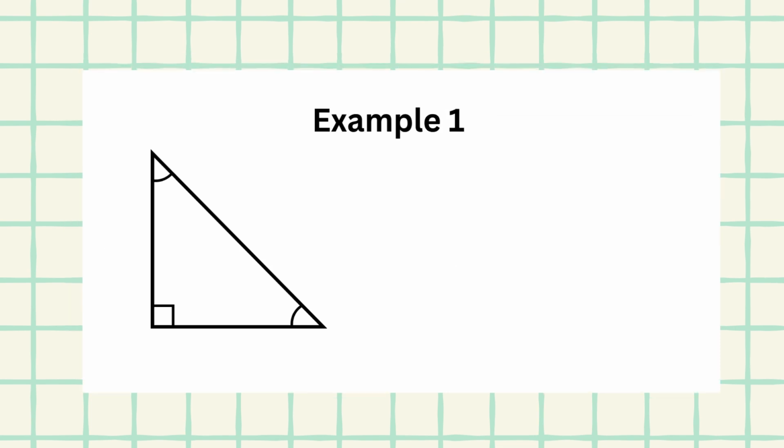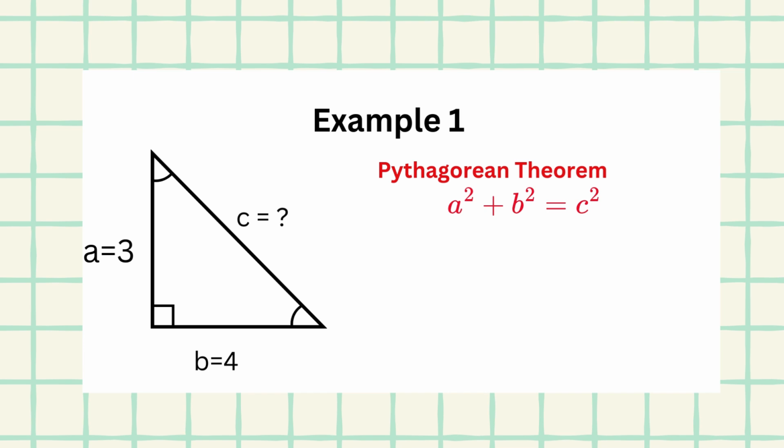Imagine a right triangle where one leg is 3 units long and the other leg is 4 units long. We want to find the length of the hypotenuse using the Pythagorean theorem. A squared plus B squared equals C squared. We substitute A with 3 and B with 4. The equation then becomes 3 squared plus 4 squared equals C squared.